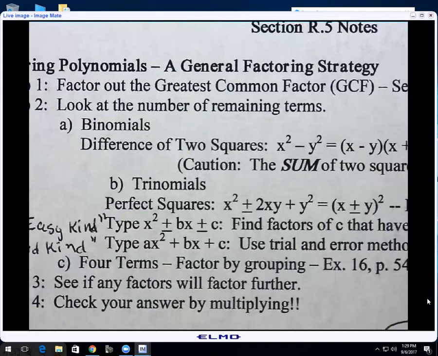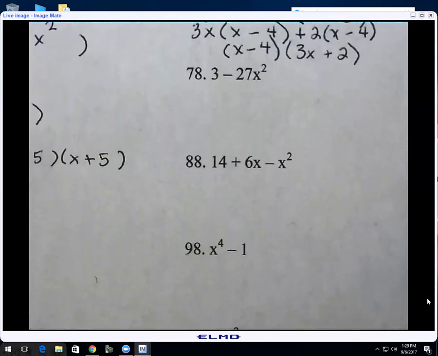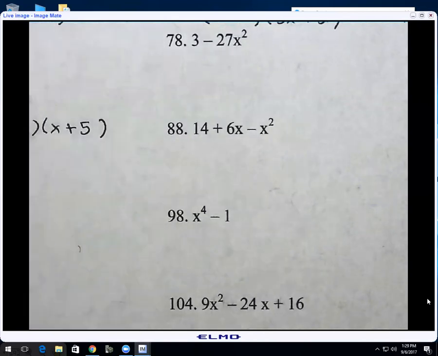You give me a factoring problem and I'm going to go, is there a GCF? If so, how many terms are there? Well, actually, if so, remove it. And then how many terms are there? I know how to factor binomials. I know how to factor trinomials. I know how to factor 4-term polynomials. And then rinse and repeat. See if it'll factor any further and multiply that together. So let's try that. Let's try the hard sorting out each kind of factoring on these remaining problems that we have. Number 78, what's the first thing you think?